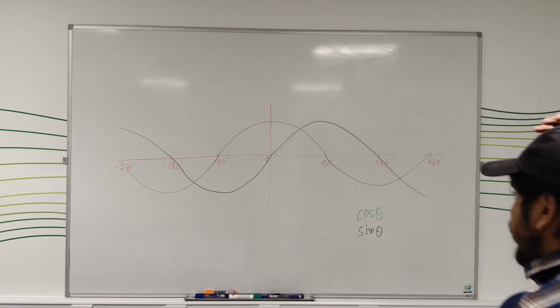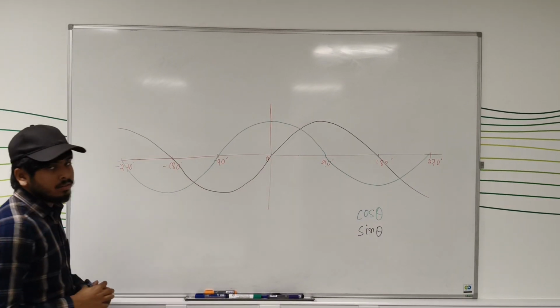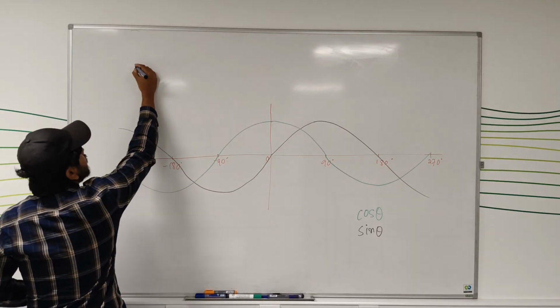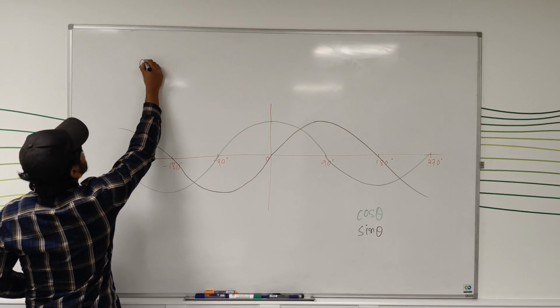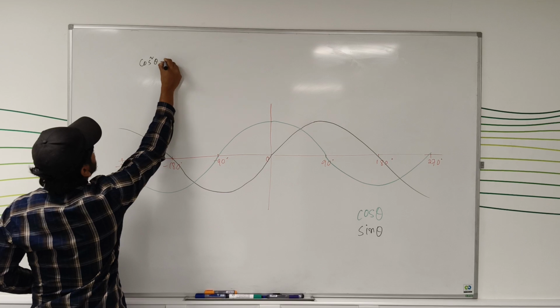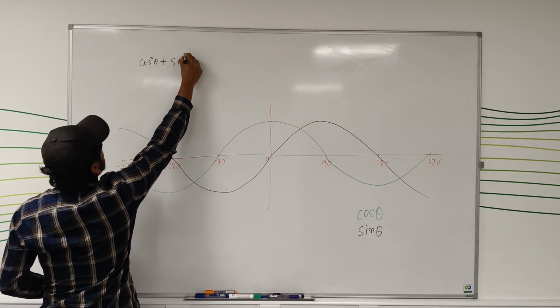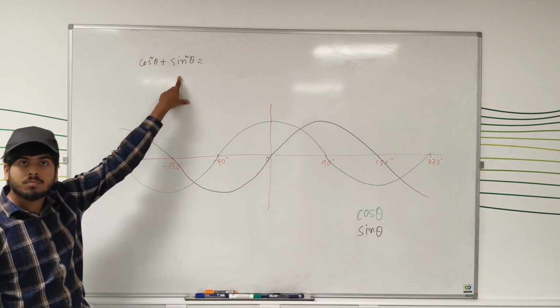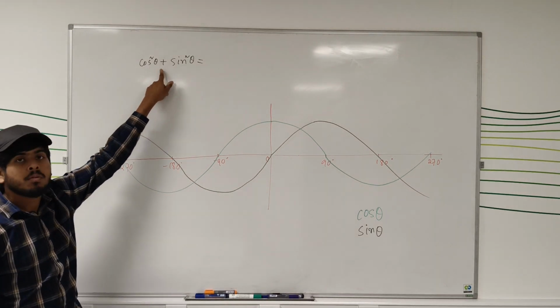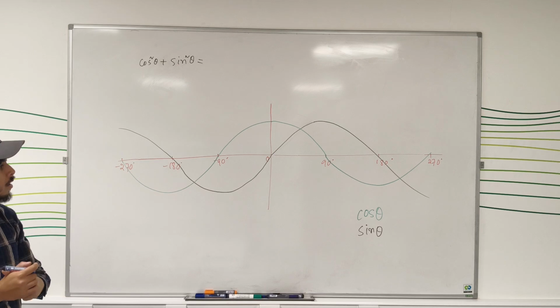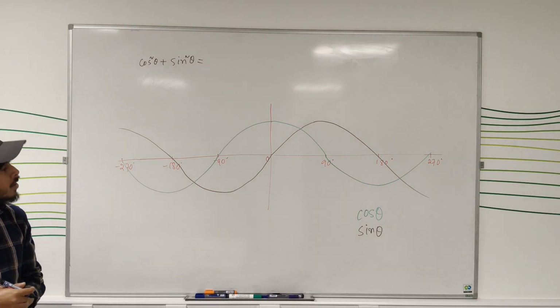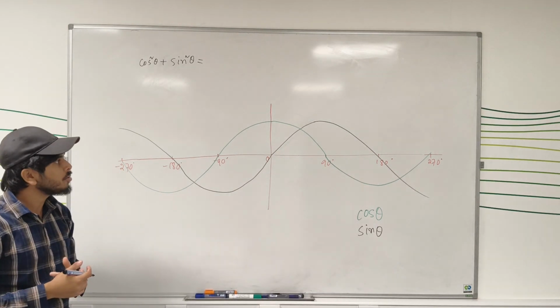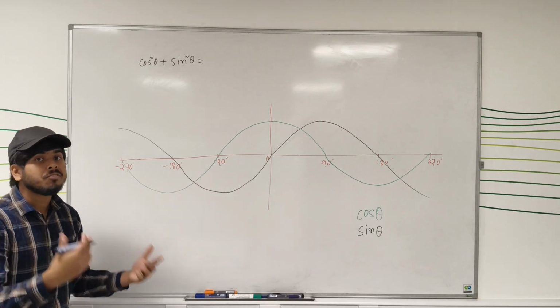Now, we'll try to prove a couple of identities. What do you mean? We'll figure it out in a minute. We're trying to figure out what this equals: cos square theta plus sine square theta, right? So before we do it in the conventional way, let's try to do it in a graphical way so that we can visualize it better.